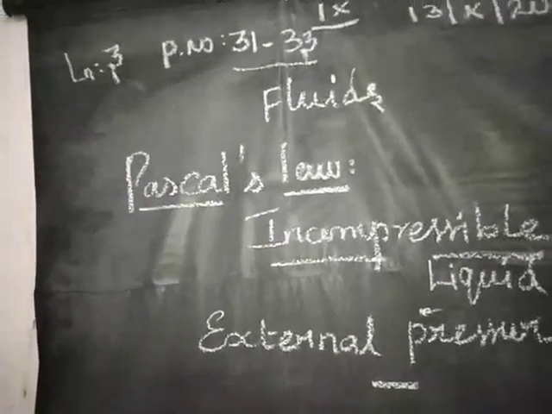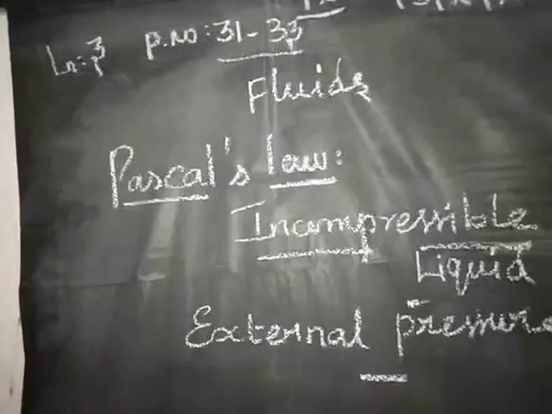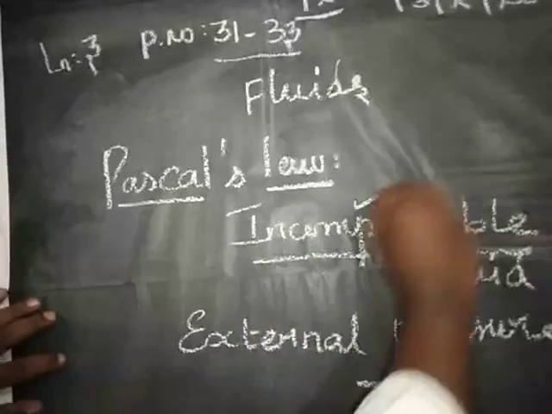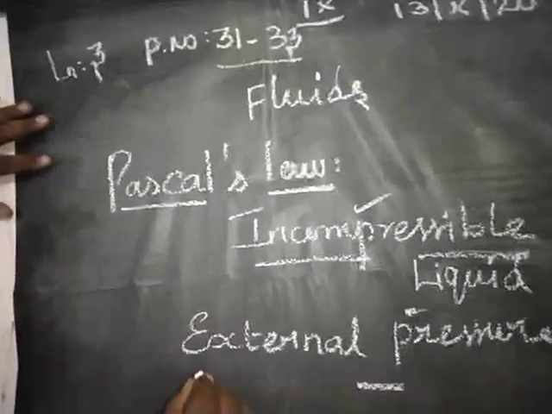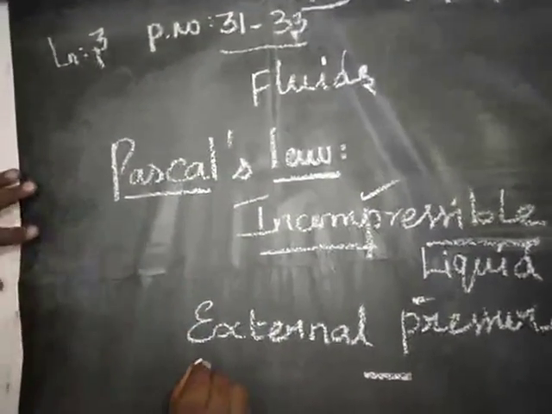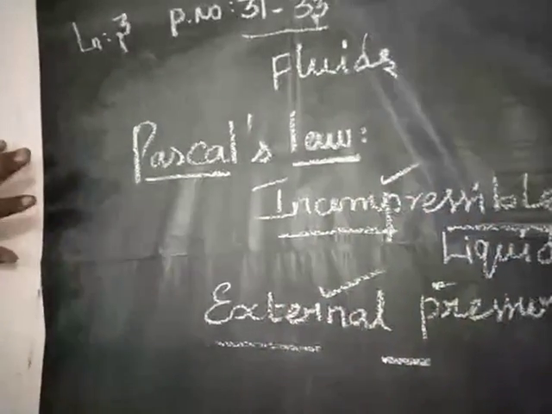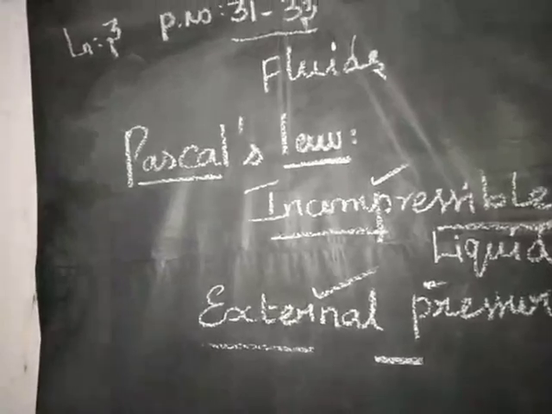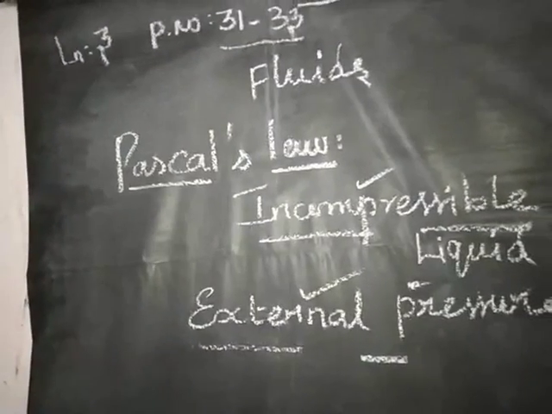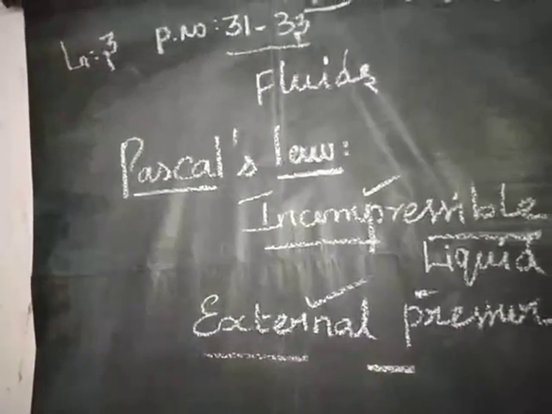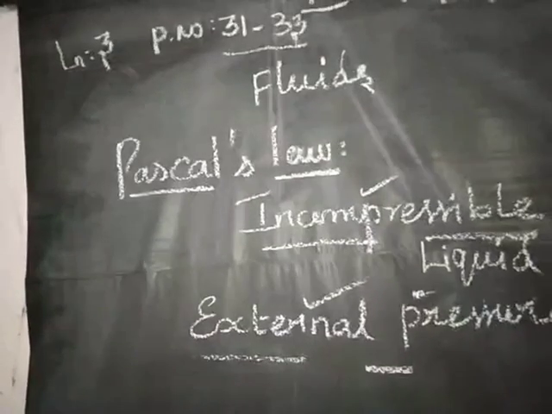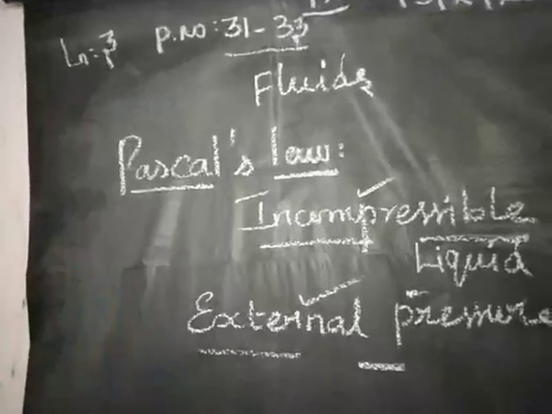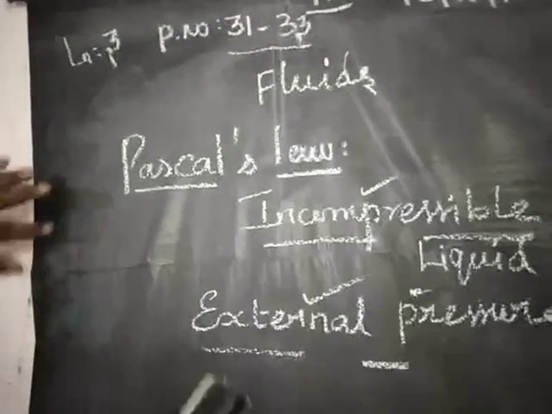So what is the meaning of incompressible? We may give force or pressure, but it will not change the shape. That is called incompressible. So we take the incompressible liquid in a closed vessel and apply external pressure. What will happen? The external pressure applied to an incompressible liquid is transmitted uniformly throughout the liquid. This law is called Pascal's law. Up to this we discussed in the last class.